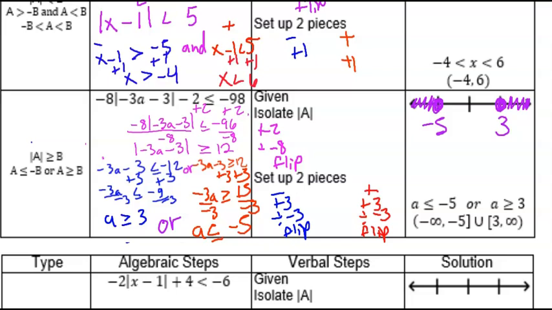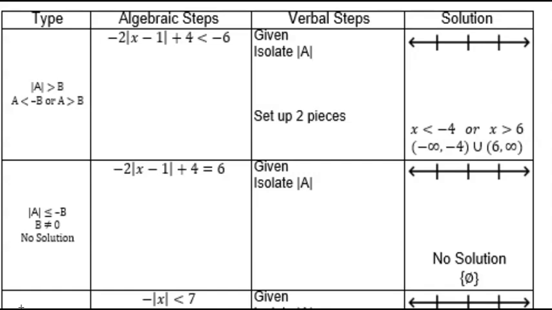Now let's look at the next page. We have the type absolute value of a is greater than b. This is an "or" compound inequality. A is less than -b, or a is greater than b.